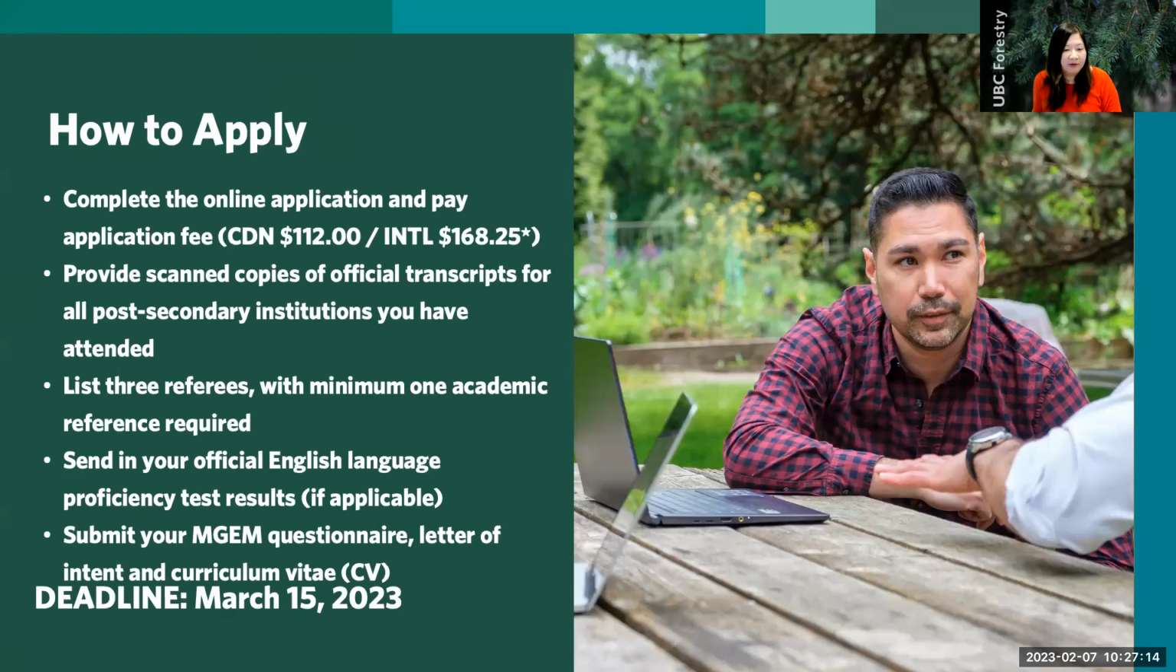Also, if you need to do the English proficiency test, have the test agency send the score directly to UBC. There are instructions on how to do that, and I'll put the link in there as well. Instead of you uploading the test score, because it's not official if the student uploads the English test score on the application portal. You also need to submit your MGEM questionnaire, a letter of intent or motivation to tell us why you're interested in this program. It's about 1 page, and a 1-page CV as well for your application.